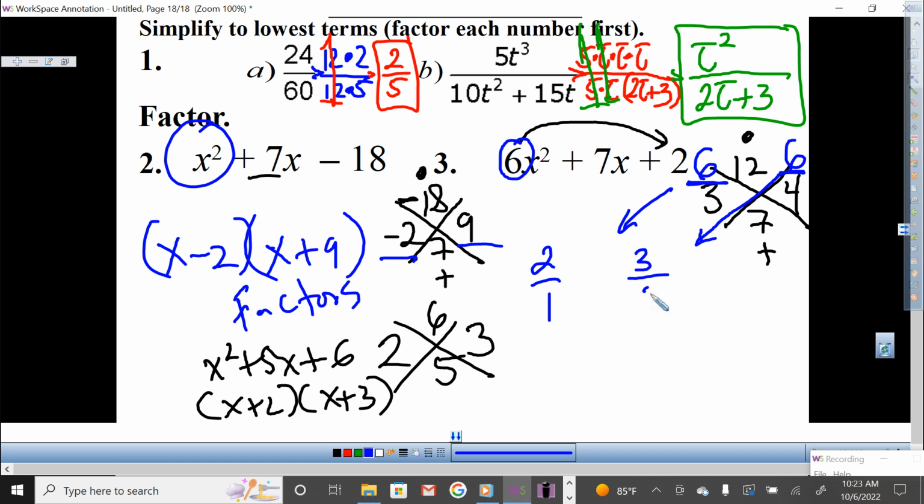3 over 2. Well, guess what? These are my factors. The top is the x, the bottom is the constant. So this is 2x plus 1. What is this one? 3x plus 2. Copy that. So for tonight, you can use the shortcuts.